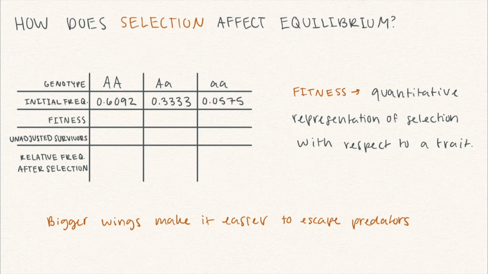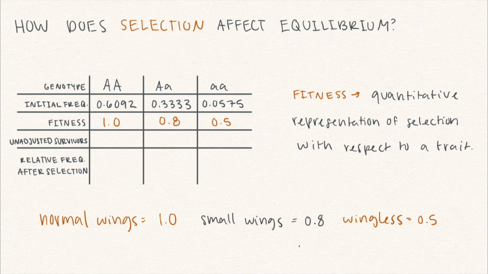Now that we know that our population is in Hardy-Weinberg equilibrium, let's see how it is affected by selection. In this species, having wings allows them to escape their main predators. The normal winged ones have the highest fitness at 1, small winged ones have a lower fitness at 0.8, and the wingless ones have a fitness of 0.5.